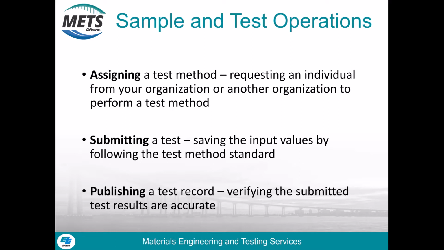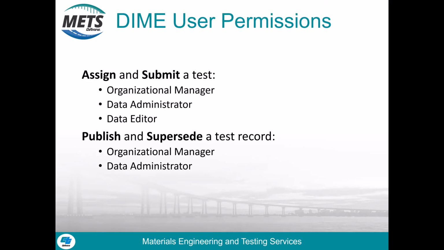Publishing a test record means verifying the test results are accurate and making it accessible to the public and project personnel. It is important to remember that test results can be edited after they are submitted, but not after they are published. A published test can be stated invalid and superseded by a corrected test record, but published test records cannot be deleted. A test can be assigned or submitted by an organizational manager, data administrator, or data editor. A test record can be published or superseded only by an organizational manager or data administrator.